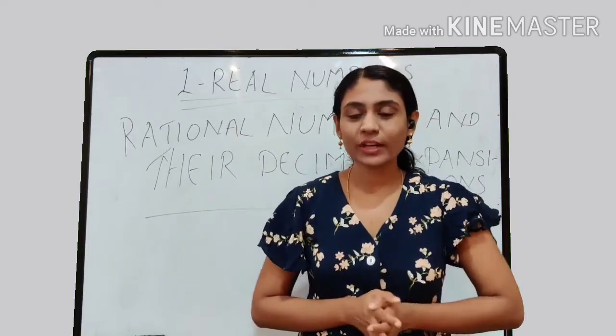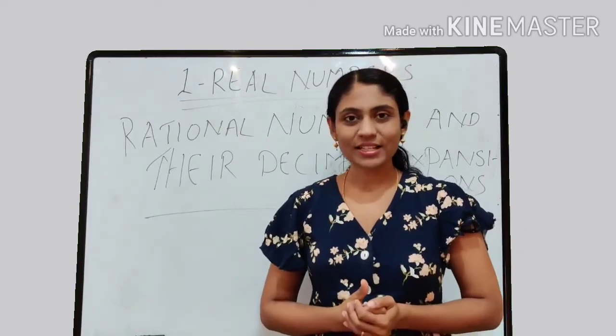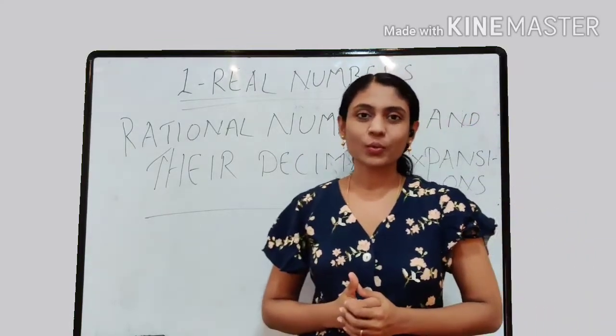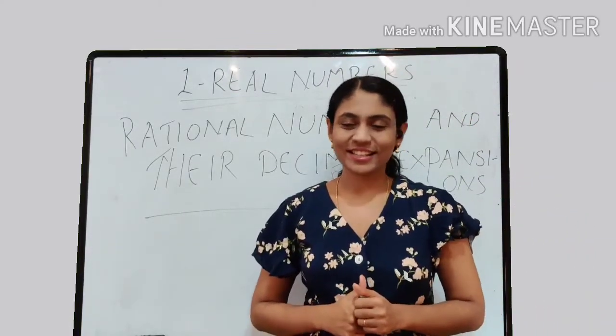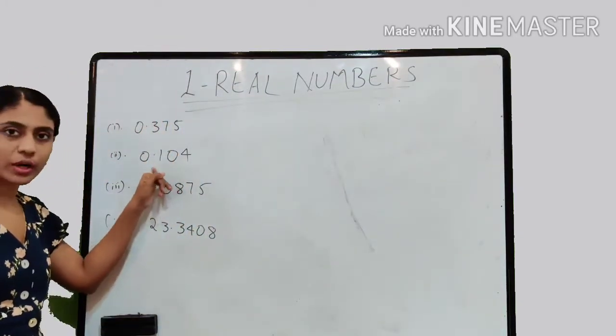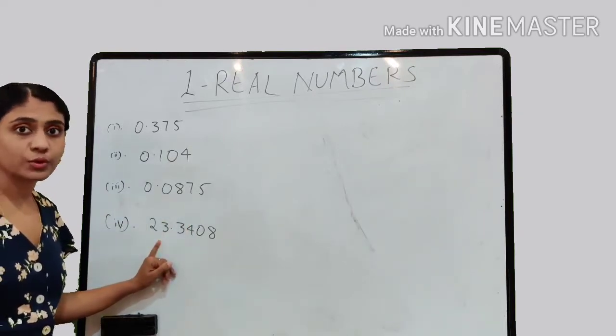In this video, we will discuss the last topic of this chapter, real numbers, and that is rational numbers and their decimal expansions. So, we can start the class, right? Yes. Friends, look at these examples: 0.375, 0.104, 0.0875 and 23.3408.